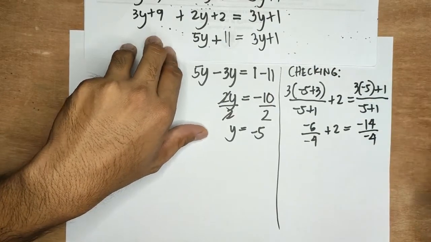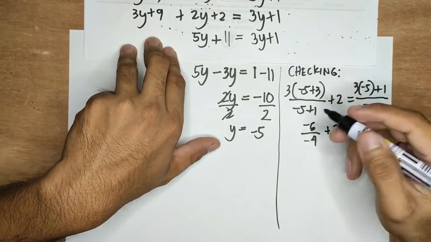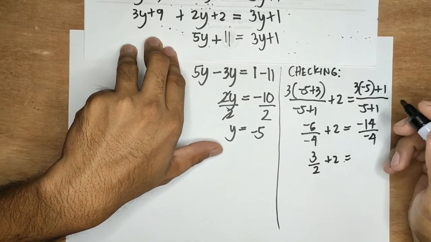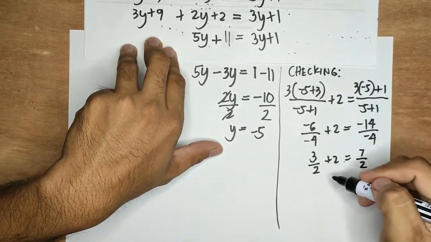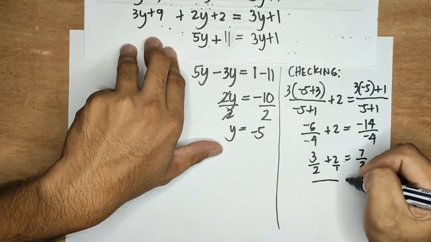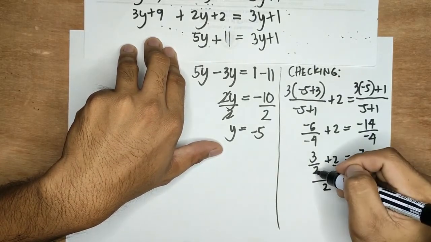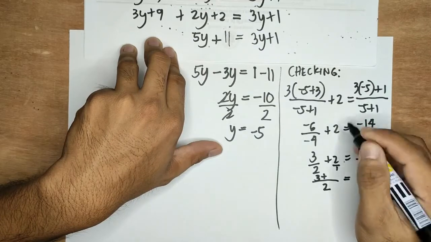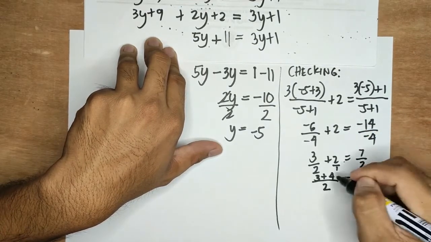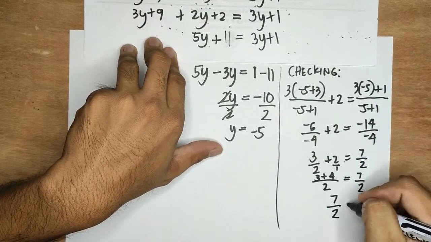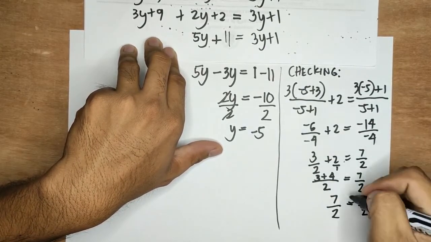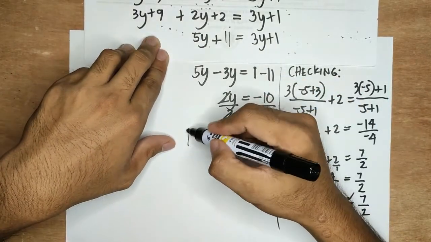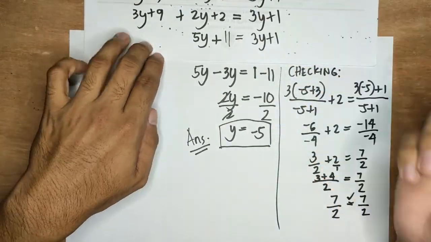Simplifying further, negative 6 all over negative 4 can be written as 3 all over 2, plus 2, is equal to negative 14 all over negative 4, which can be written as positive 7 all over 2. The LCD here, understood that 2 has a denominator of 1, we have 2. 2 times 2 divided by 2 is 1, 1 times 3 is 3, 2 divided by 1 is 2, 2 times 2 is 4. We have 7 all over 2 here. 3 plus 4 is 7 all over 2, is equal to 7 all over 2 on the right side. So, since we arrive at a true statement, therefore, this is a valid solution. This is our answer for example B.